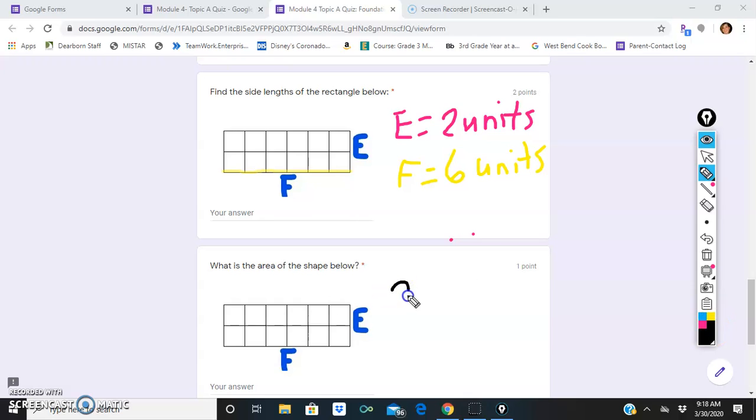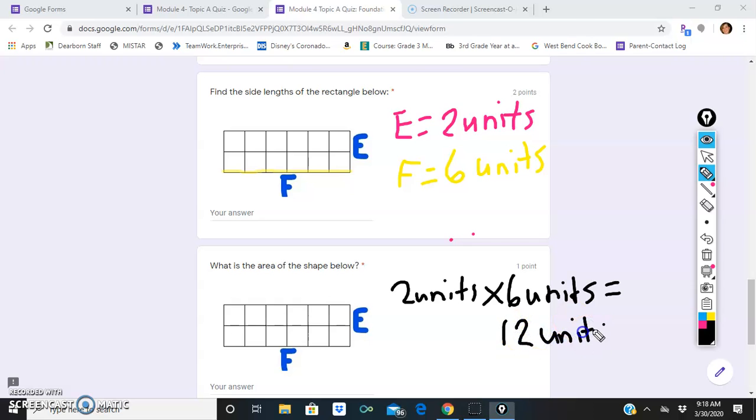Okay, so I'm going to say 2 units times 6 units is going to equal 2 times 6 is 12 units squared. Okay, so this is another way to write square units. I could have also written it like this, 12 square units. Okay, both of these mean the same thing. Okay, I just wanted to show you them.